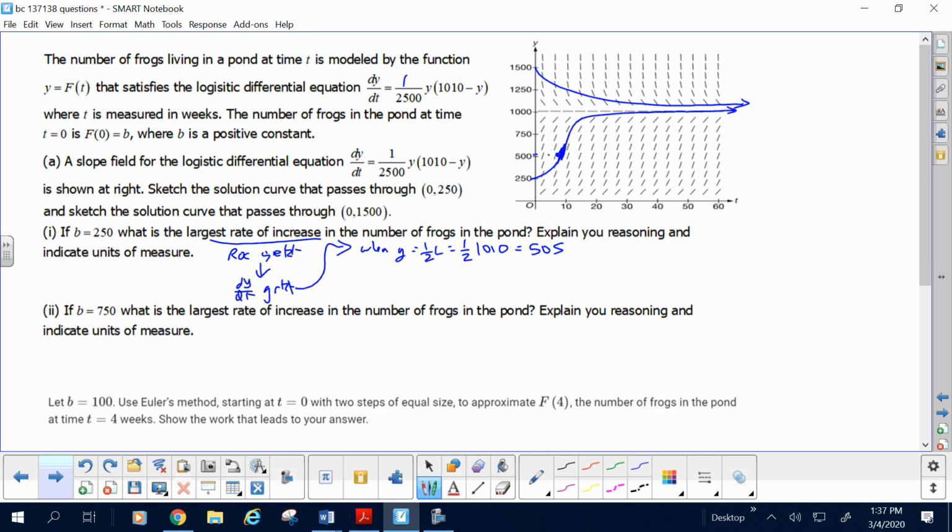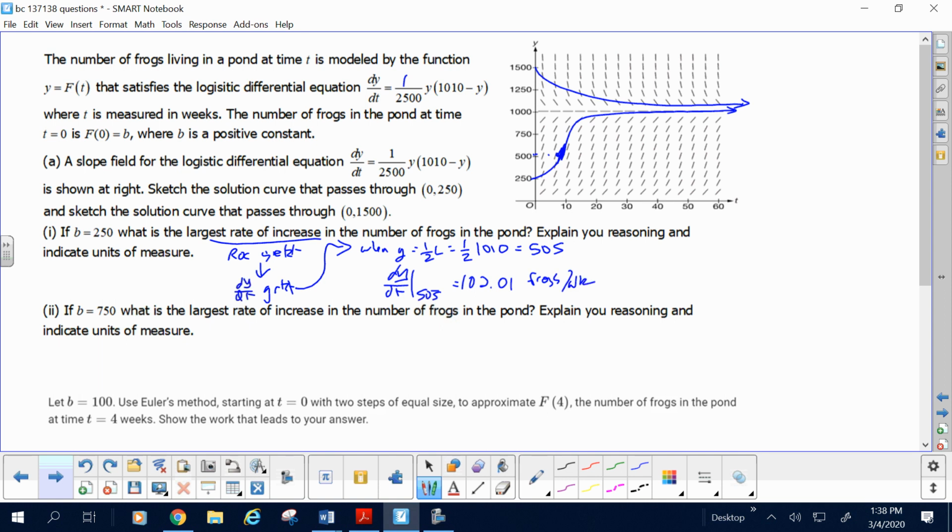That looks right. But it doesn't say what's the population then. It says, what is the greatest rate of increase? So now what do I have to do? Plug it into dy dt, yeah? dy dt at a y of 505. I found that, and I had something like 102.01. Yeah, what are the units on that? Frogs per week.